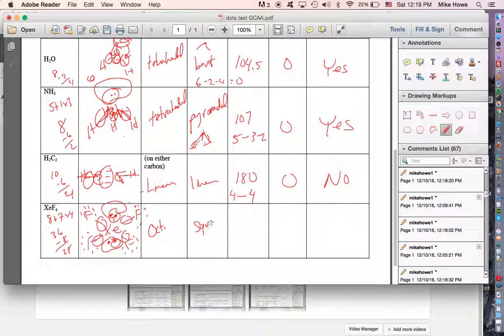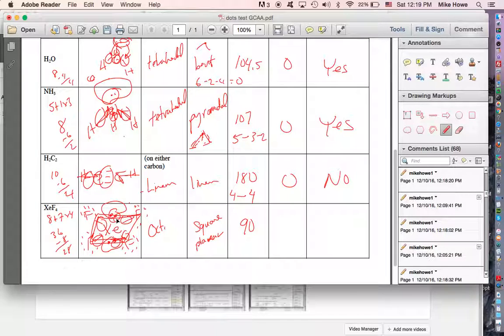If there are 4 shared and 2 unshared, we call that a square planar. Because this right here is going to be a plane. That box there is all going to be flat in a plane. Bond angles all have to be 90 degrees in order to make that shape work. So between this bond and that bond, they're going to be 90 degrees to each other.